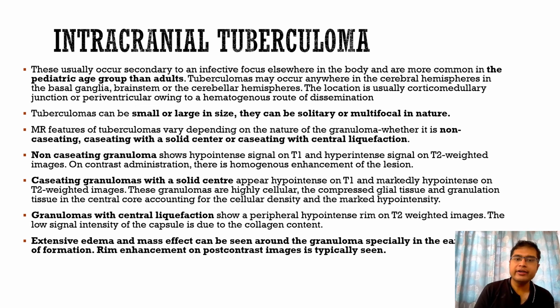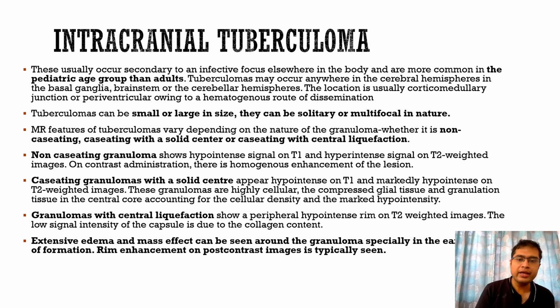So what exactly are intracranial tuberculomas and what are the various MR imaging features that are seen? Intracranial tuberculomas are usually secondary to an infective focus elsewhere, usually pulmonary, and they are more commonly seen in the pediatric age group than adults. They can occur anywhere in the cerebral hemisphere, in the basal ganglia, in the brainstem, and the cerebellar hemispheres, but they usually are located in the corticomedullary junction or the periventricular white matter, owing to the hematogenous route of dissemination. They can be small or large in size, and they can be solitary or multifocal in nature.